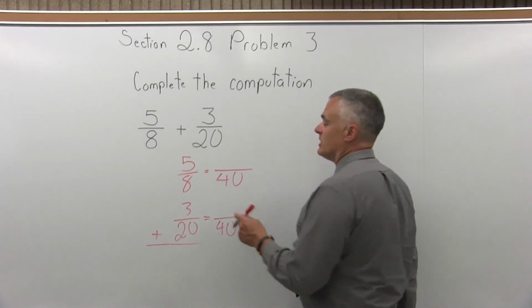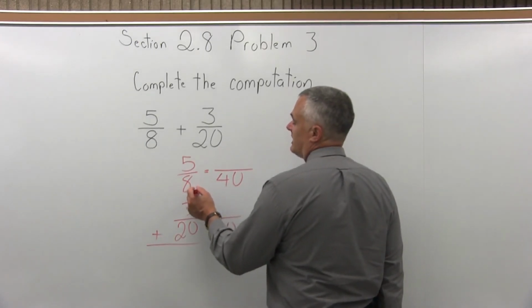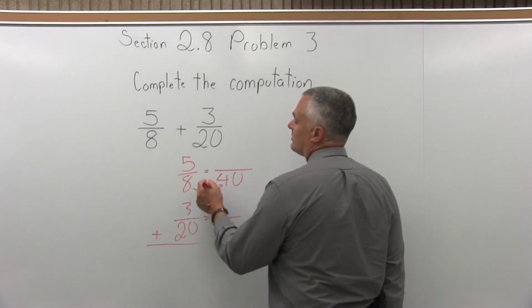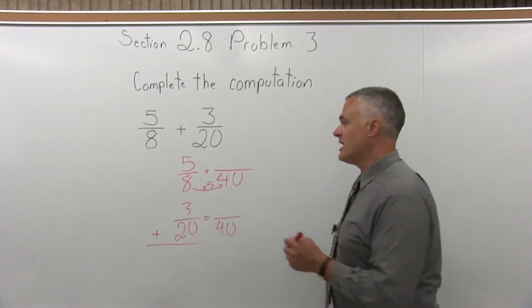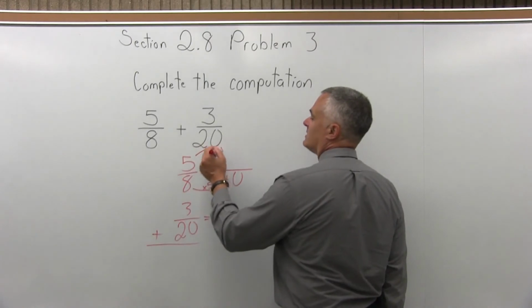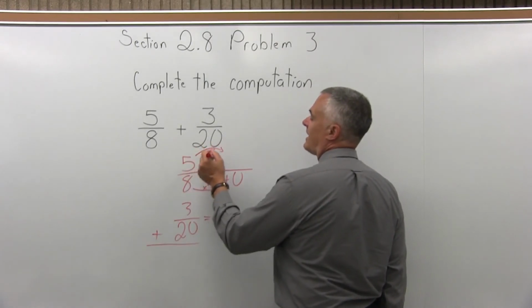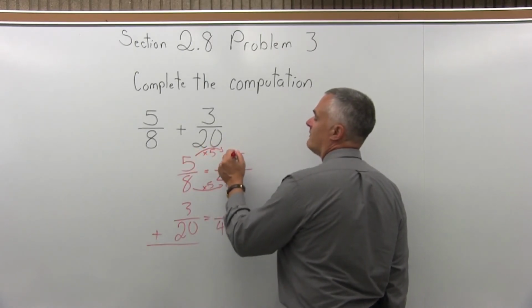Now let's adjust the numerators. For the top fraction, 8 times some value will become 40. Well, it must be times 5. So the numerator is multiplied times the same value. My numerator of 5 is multiplied times another 5, and I have 5 times 5 is 25.